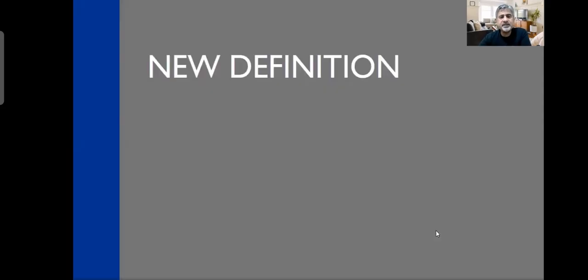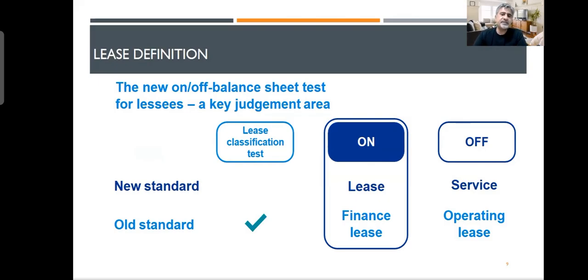Now, the question still remains. So this is the old standard, new standard. I already explained this. I will upload these slides. If you want to review, you can review. But I already explained what is off-balance sheet, what is the new standard, what is the old standard. In the old standard, you called it finance lease. Now you call it lease. You had operating lease. Now you call it a service contract.